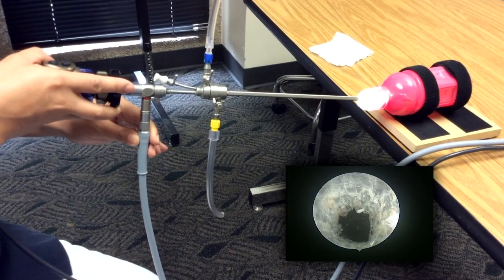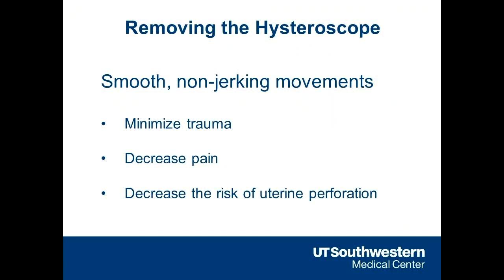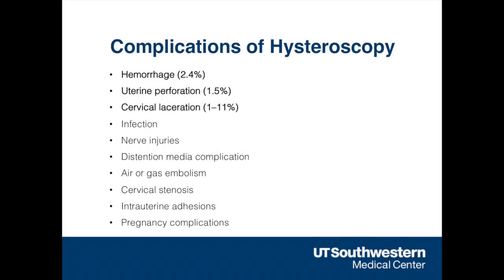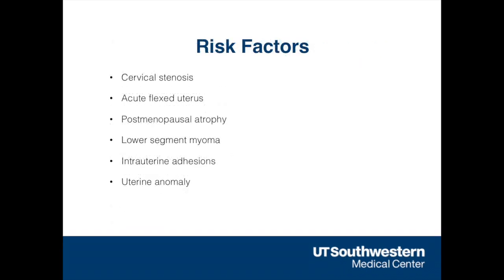Remember, smooth, non-jerky movements will minimize trauma to your patient, decrease pain, and decrease the risk of uterine perforation. It is important to keep in mind that complications may arise during a routine hysteroscopy. These include hemorrhage, uterine perforation, and cervical laceration. Risk factors that may contribute to these complications include cervical stenosis, an acutely flexed uterus, postmenopausal atrophy, lower segment myoma, intrauterine adhesions, and uterine anomalies.